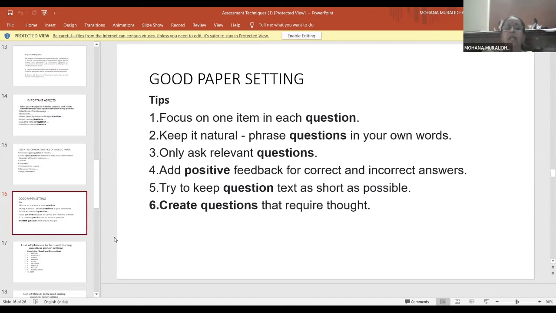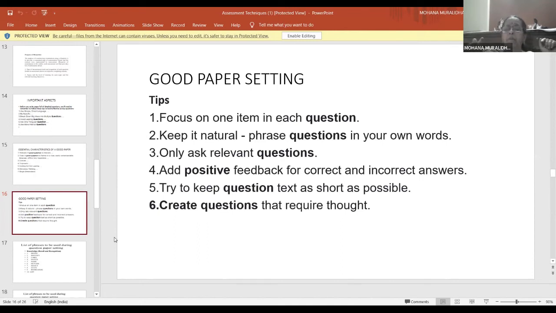Try to keep the question text as short as possible. The font size, as I told you, all that has to be taken care of. See to it that the text is as short as possible. Create questions that require thought, not ones where you directly recall what is in your mind, recognize it and write. Create questions that require real thought. Thought means it should allow the child to wait, think about it and then come with the answer. Let us not directly give the answer.